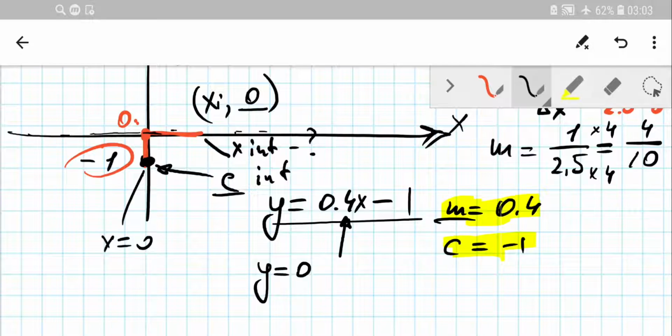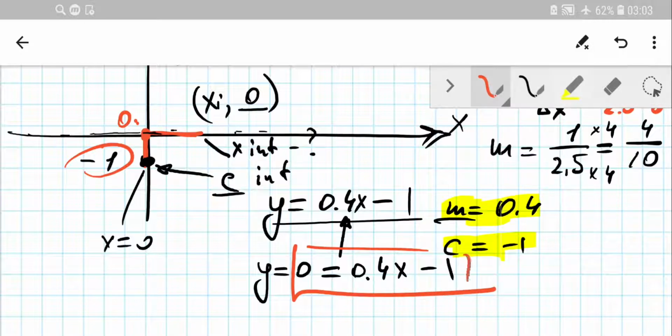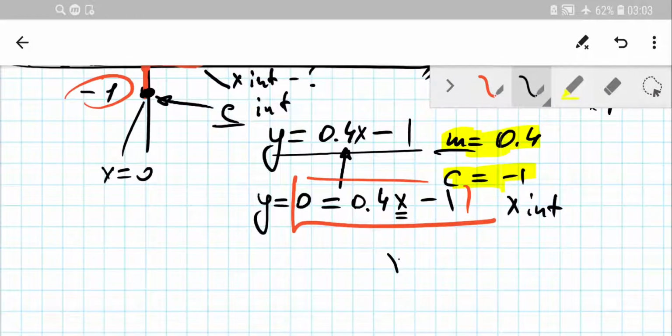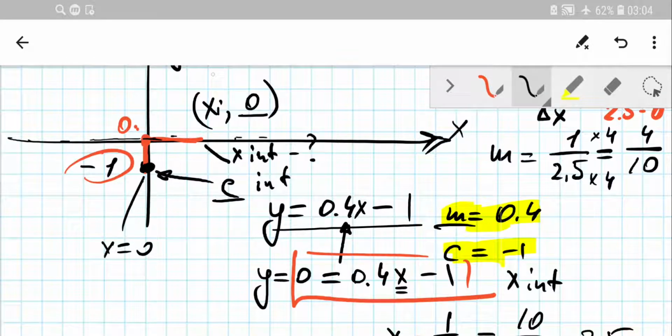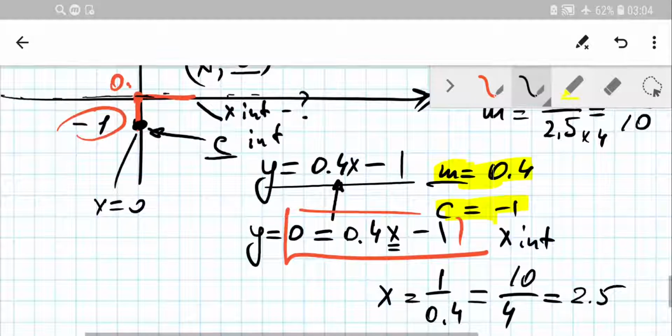So we plug in y equals 0, and we have the following equation. So we have an equation for the x-intercept, from which we can figure out x. So x becomes 1 over 0.4. If you just convert normally to decimal, it's going to be 10 over 4, or 2.5. All right. And indeed, we're actually seeing that it's 2.5. So one more time to recap.